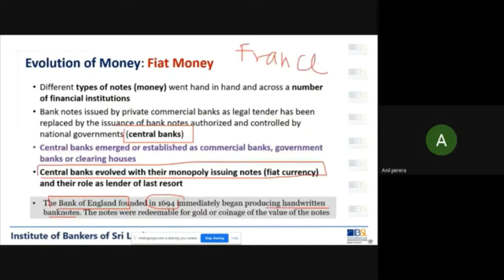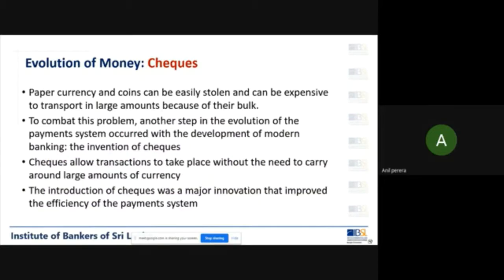So these notes were redeemable for gold. Redeemable means you can give it back to the bank and get your value back in gold coins or any other coins. Okay. So this is the origination of the central bank. So now we know commodity evolved to fiat currency, and the issuance of fiat currency led to creation of the central bank.